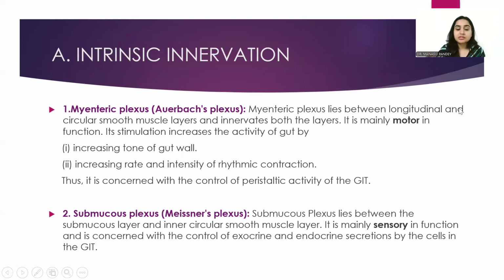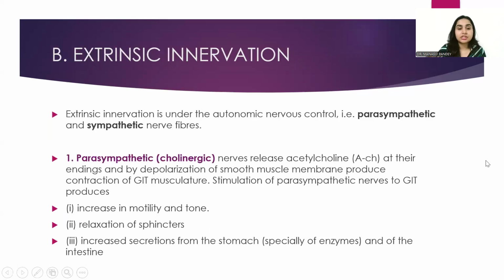The submucous plexus or the Meissner plexus lies between the submucous layer and the inner circular smooth muscle layer. It has sensory function, as I told earlier, and it is concerned with the control of exocrine and endocrine secretions by the cells in the gastrointestinal tract.